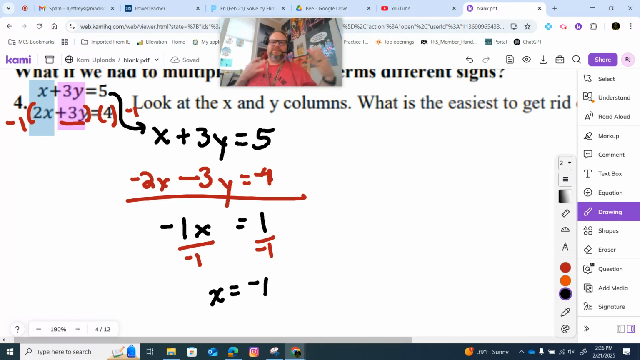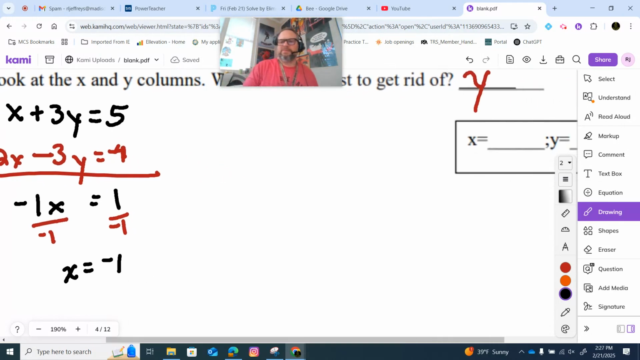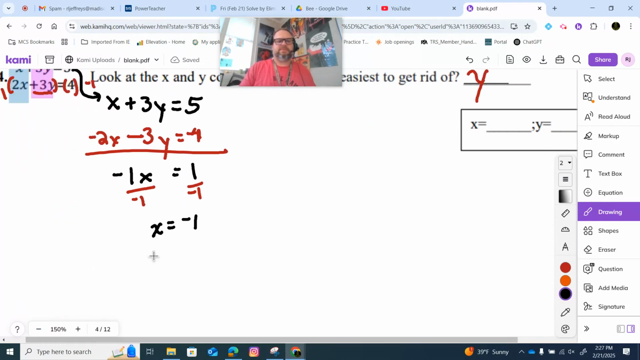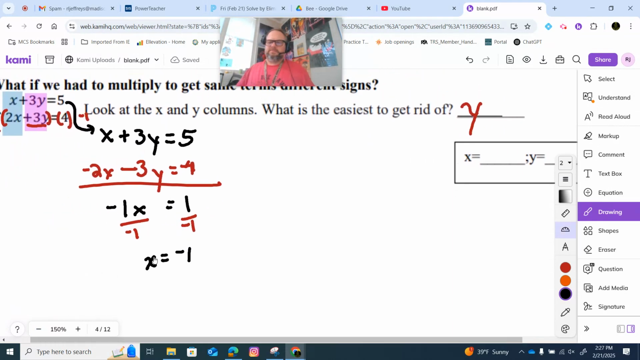All right, so x equals 1. Did I put a box? Oh, I did. I did put a box out there. Look at that. Or x equals negative 1. Now, same thing, I can use the top.